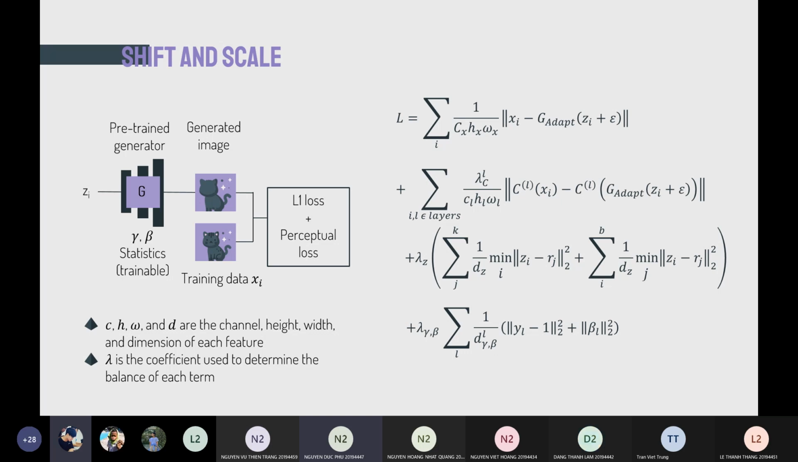The idea here is we learn Z for all images in the dataset and regularize Z at standard normal distribution. When inferring, we sample Z and feed it to the generator to generate a new image. On the right of the slide is the loss function. Ch, W, and D are the channel, height, width, and dimension of each filter. Lambda here is a coefficient used to determine the balance of each term. Now I will explain each part in the loss function.